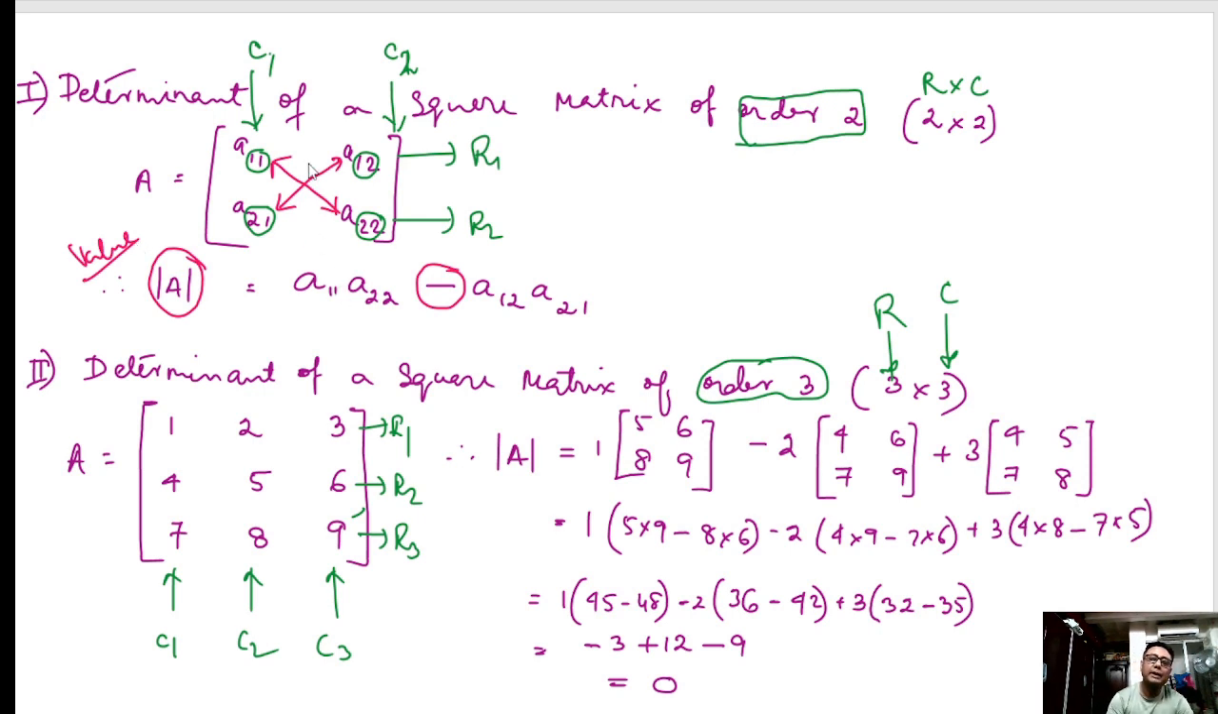So how to find it? Multiply these two first and then put a minus sign, multiply these two. This will give you the answer.